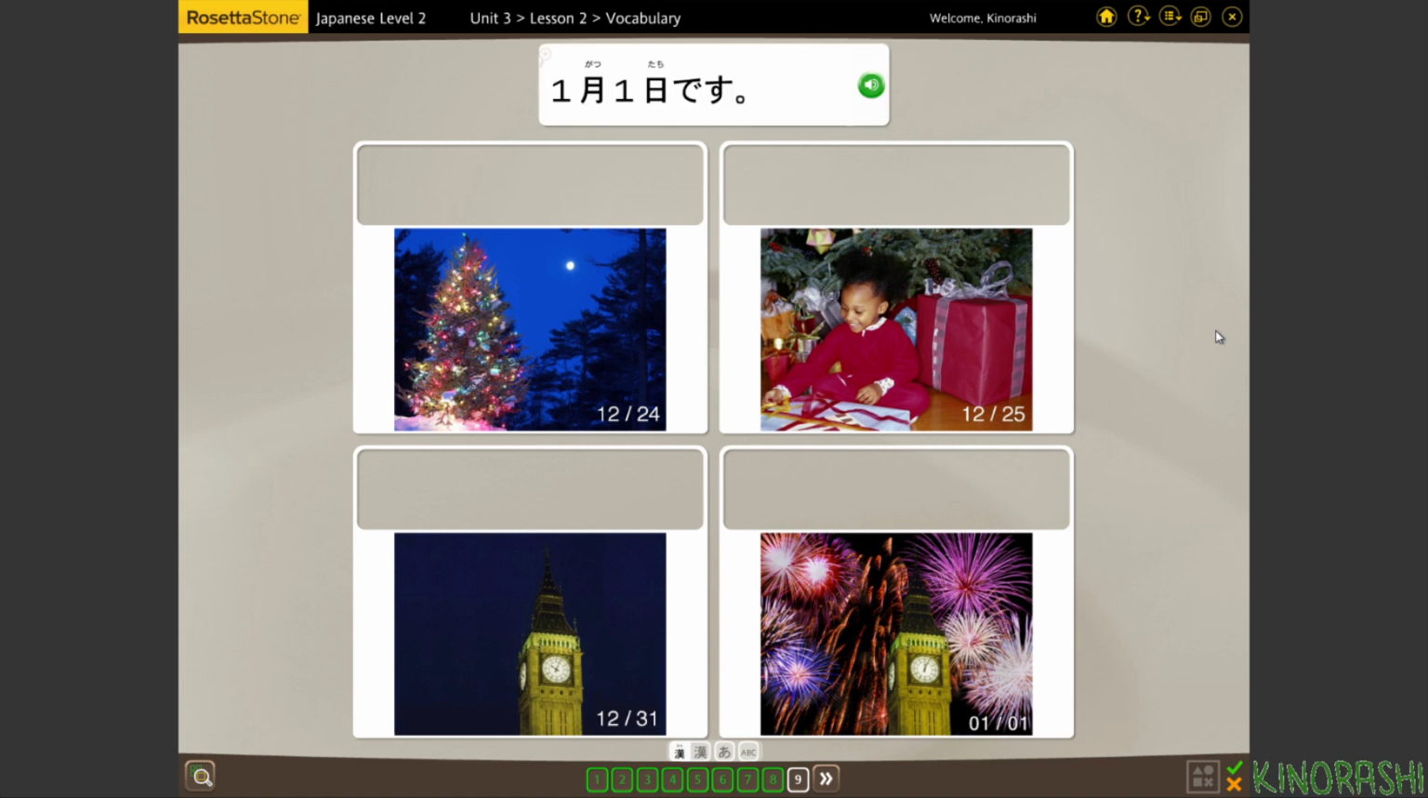1月1日です。Another example here, it sounds like they're saying "tsuitachi". Ichigatsu tsuitachi desu.